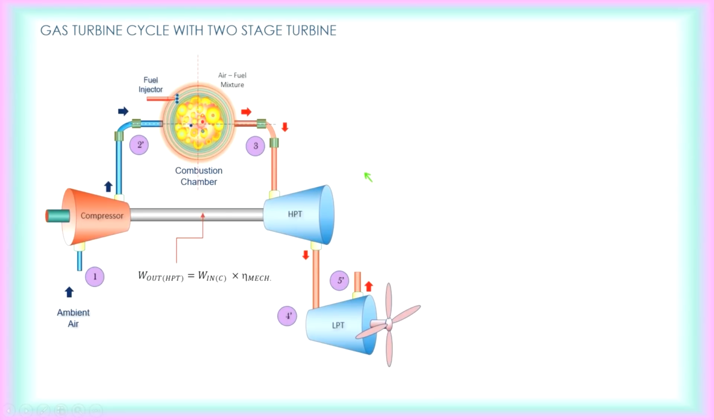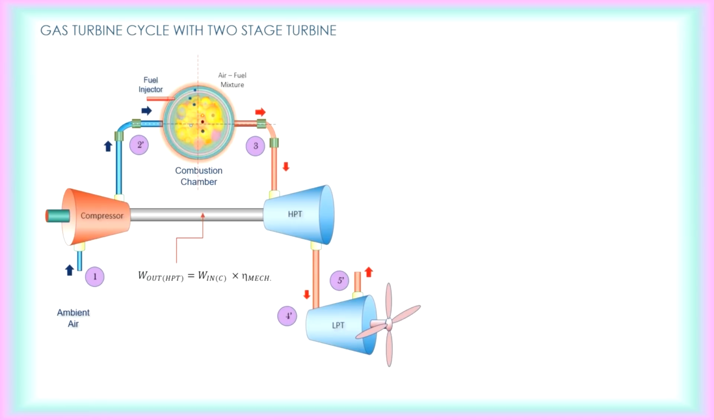This diagram here shows you 3 or 4 devices. One is the compressor, which is used to take in air from the ambient or from the surroundings. And then it undergoes a full isentropic compression. The pressure and temperature is being raised when it goes into the compressor. Then after that, it goes into the combustion chamber where the air and fuel mixture ignites.